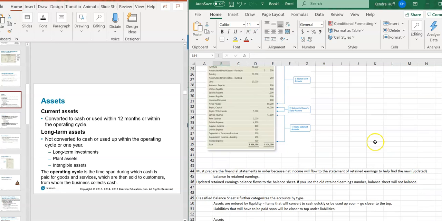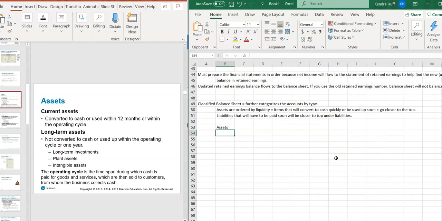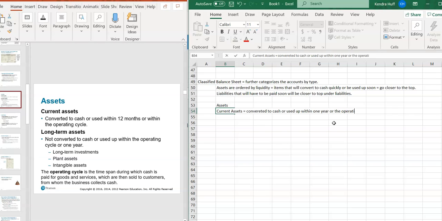We'll have several categories of assets that we're going to be dealing with. The first one is current assets. Current assets will be converted to cash or used up within 12 months, I'll put 1 year, within 1 year or the operating cycle, whichever is longer.